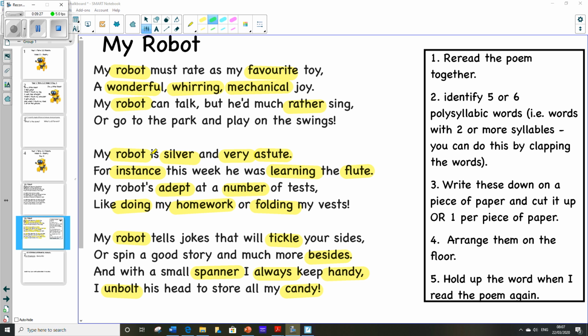Now, I don't know, year 1, did you spot that I actually managed to miss one? So I think in the last stanza I should have done story as well. It just shows how hard it is to spot all of them. Okay, now we're going to go on to our final task.